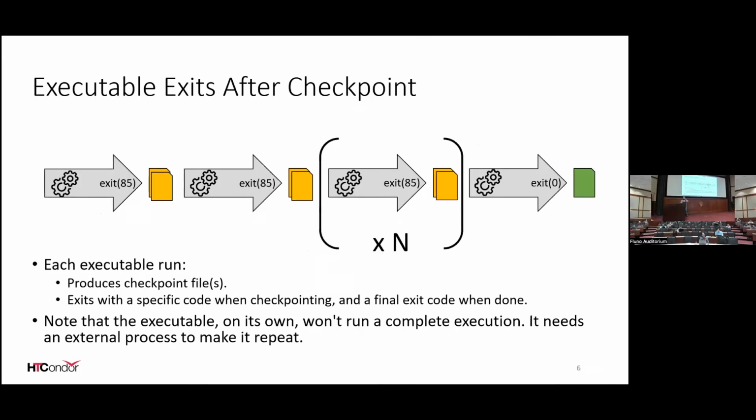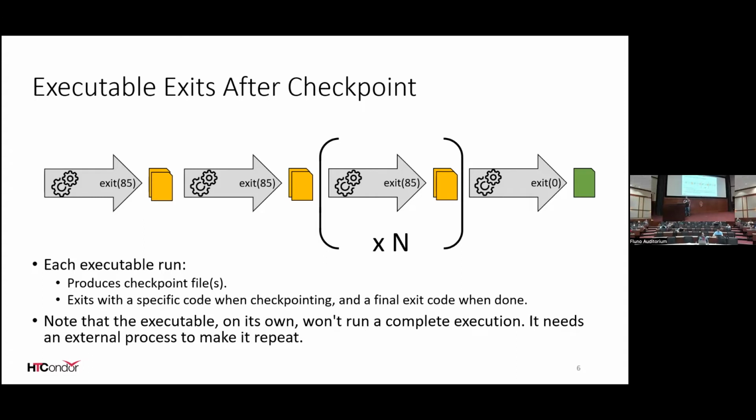Those bugs will not come up for anything that we will be covering in this tutorial. Just to give you an idea, let me try to explain the life cycle of the self-checkpointing job. This is actually 4 n executions, but each time the executable exits, in this case with code 85, it produces these little yellow files that are the checkpoint files from our example.